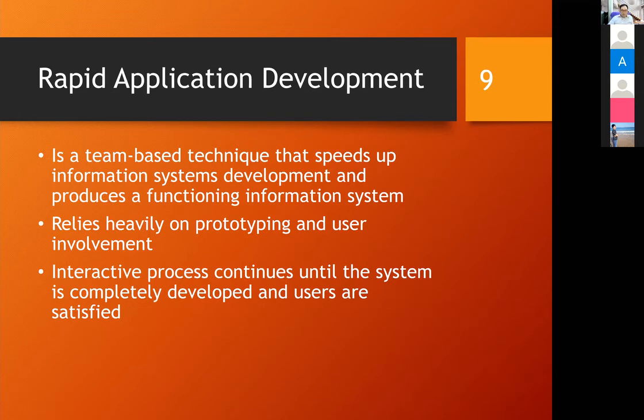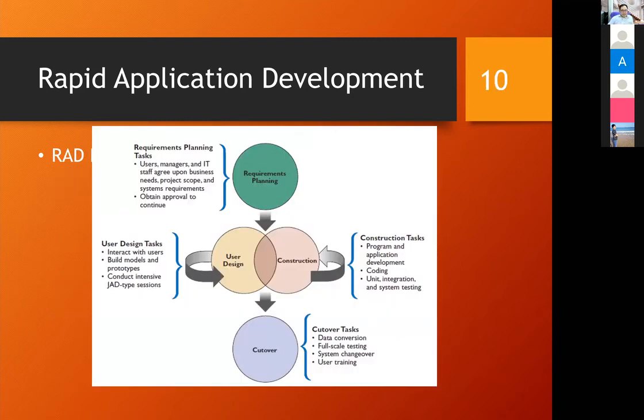For example, if we talk about RAD, it will work like this. Firstly, for the requirements planning task, users, managers, and IT staff agree upon business needs, project scope, and system requirements, and then we have approval to continue. So this one is requirements planning.